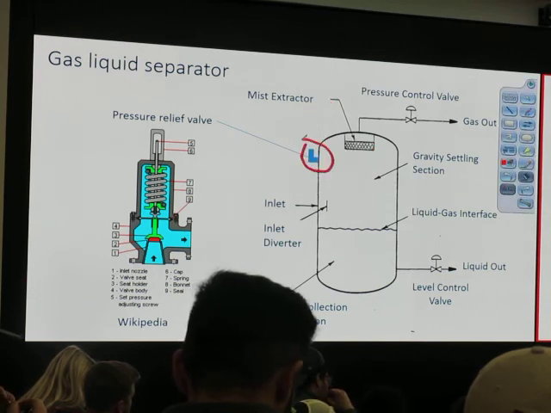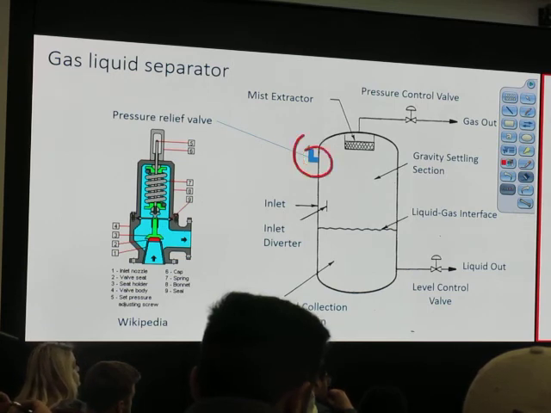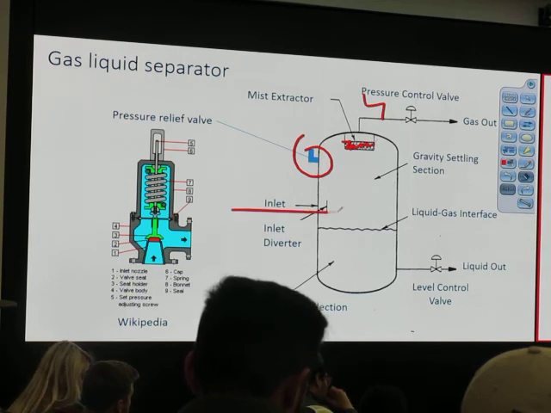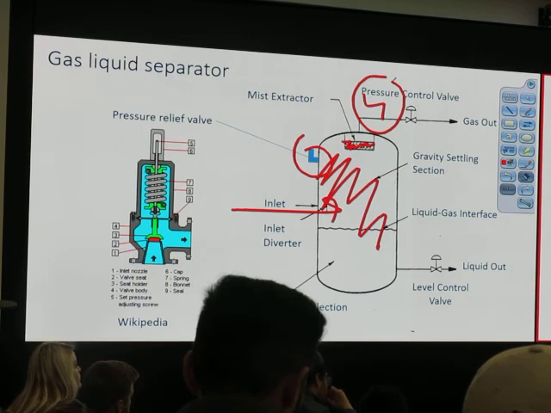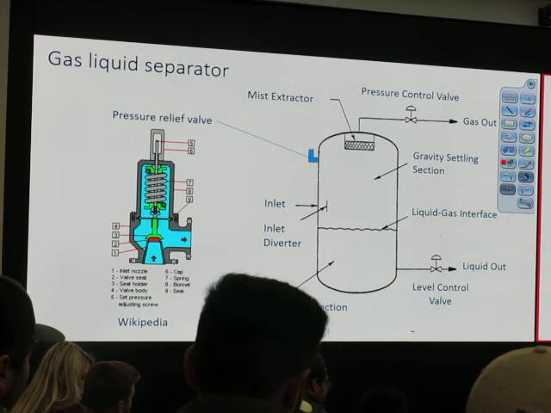The pressure relief valve must sense the increase in pressure of the separator. If I put the pressure relief valve over here, is it good? No, because if I plug the mist extractor, the pressure increases in here, this one doesn't feel anything, it's exposed, and it breaks. Very frequently, the location of the pressure relief valve is in the exam.